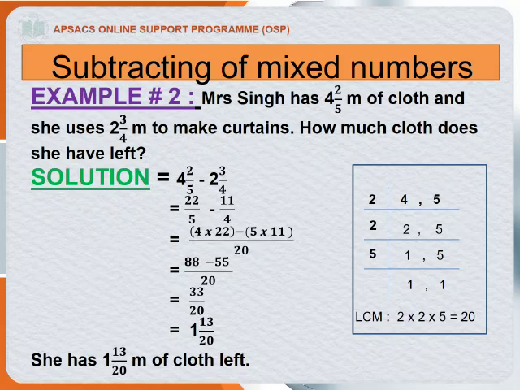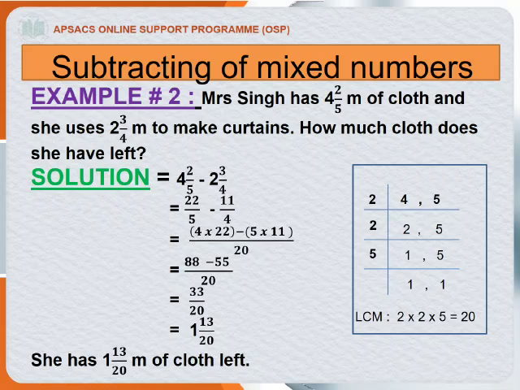Look at fraction number 1. Fraction number 1 denominator is 5. So read the table of 5. 5 4s are 20. Multiply with the numerator. The numerator is 22. Make the bracket sign minus. Another fraction, the denominator is 4. Read the table of 4. 4 5s are 20. 5 multiplied by 11. The next step, 22 times 4, 88, minus 5 multiplied by 11, 55.